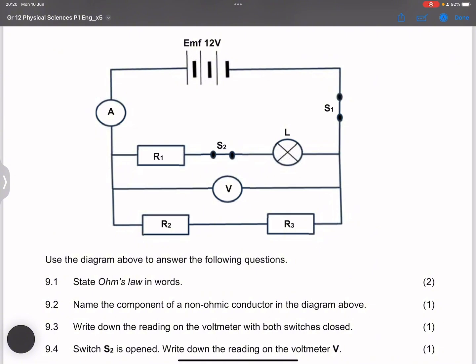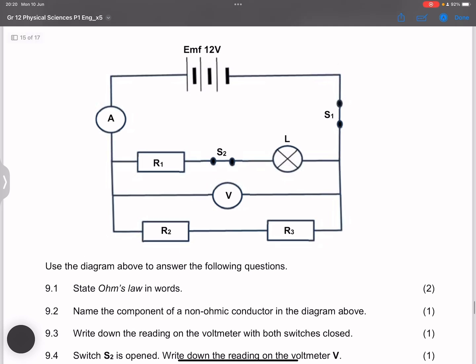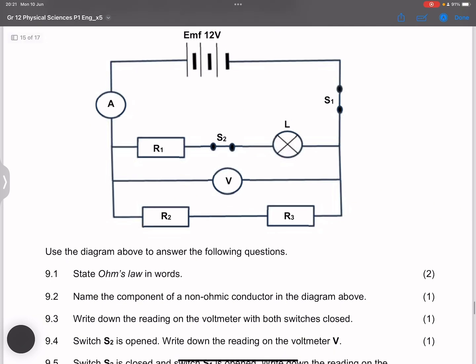Firstly, they say state Ohm's law in words. I hope that you know that law off by heart. It says the current across a conductor is directly proportional to the potential difference provided temperature remains constant. Of course, I've seen other versions that say potential difference is directly proportional to the current provided temperature remains constant. All right, so that's how we are going to mention that.